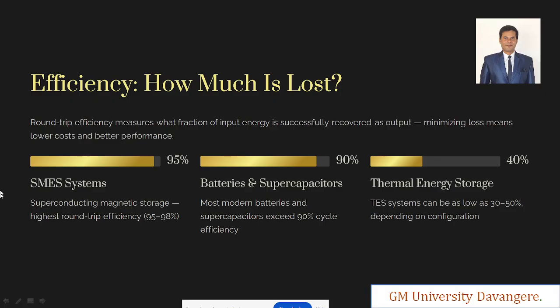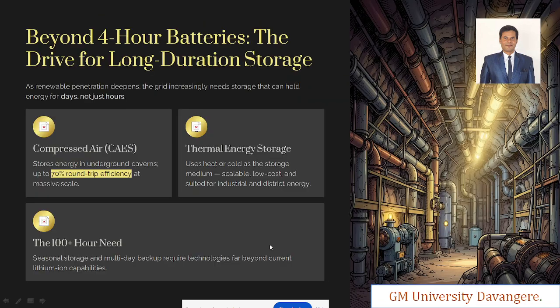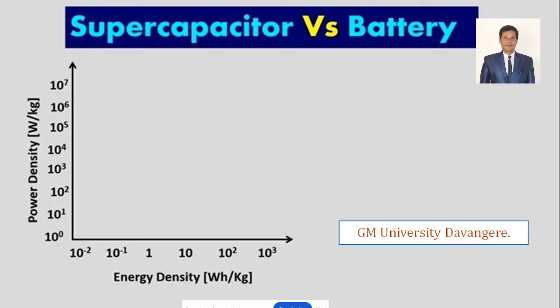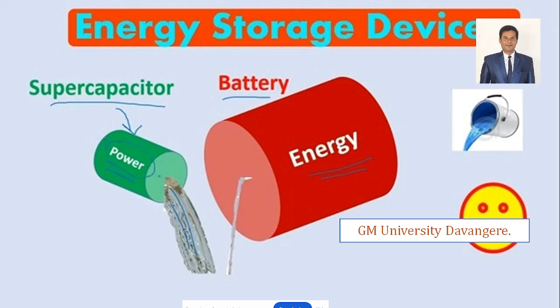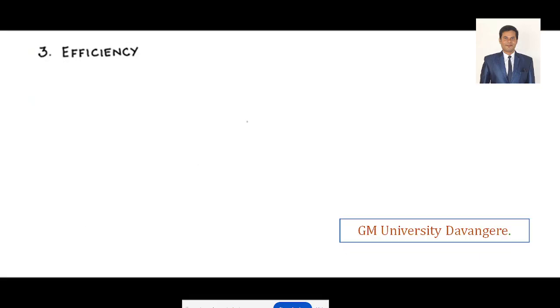So that's why we are getting 5% less for the SMES, and we have 10% less in the supercapacitors and batteries, right? We have 60% less in the TES, that is thermal energy storage. All right, so we'll see how this efficiency matters in the power density as well as energy densities. So efficiency is nothing but the output to the input.